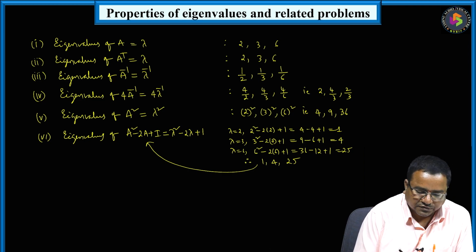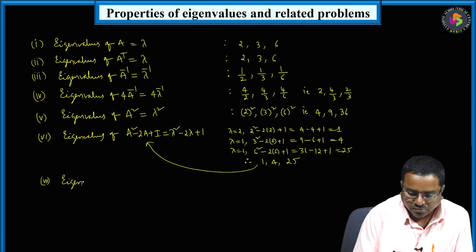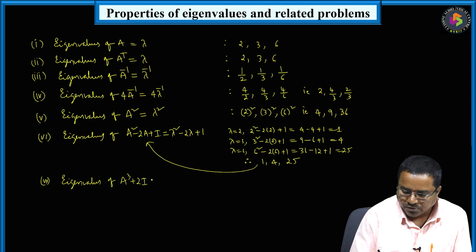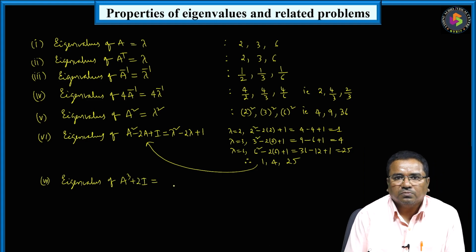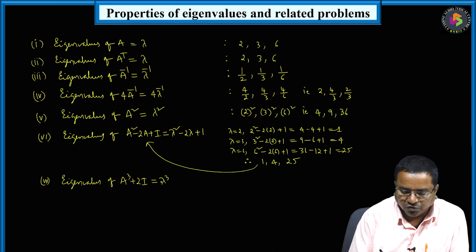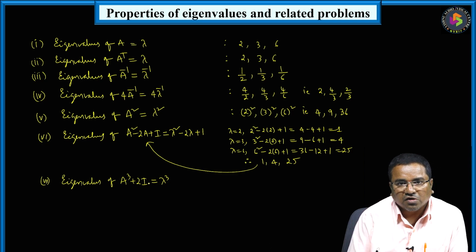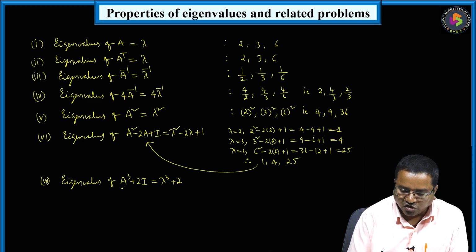The next, last one, is eigenvalues of A cube plus 2I. We know the eigenvalue of A cube is lambda cube. Because if lambda is an eigenvalue of A, then lambda cube is an eigenvalue of A cube. What is the eigenvalue of 2I? We know the eigenvalue of I is 1, so it will become 2. So lambda cube plus 2 is an eigenvalue of the matrix A cube plus 2I.